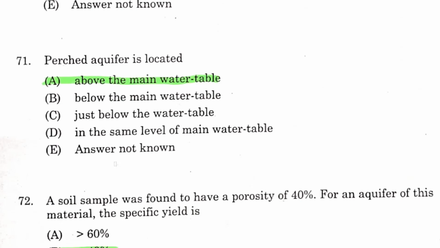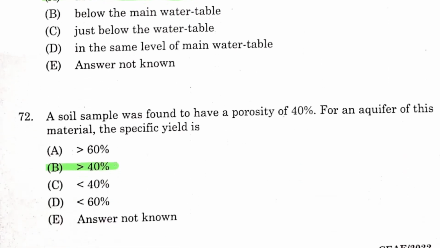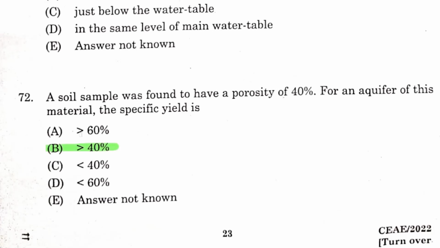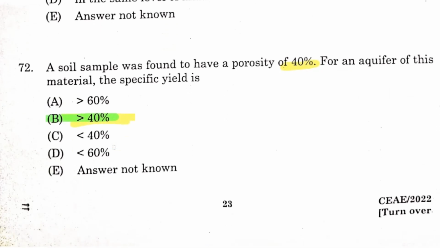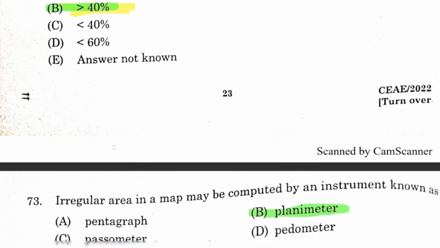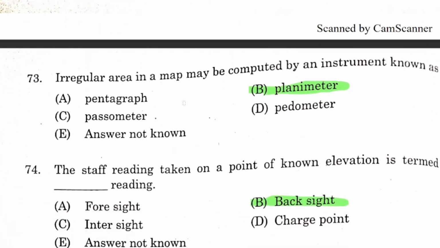Match. Next question number 71. The aquifer that is located above the main water table is the perched aquifer. Next question number 72. A soil type was found to have a porosity of 40% for an aquifer of this material. The specific yield is greater than 40%. Next, question number 73. An irregular area in a map may be computed by an instrument known as the planimeter.